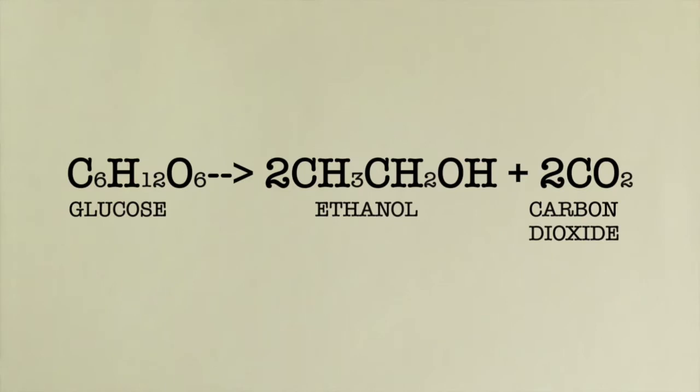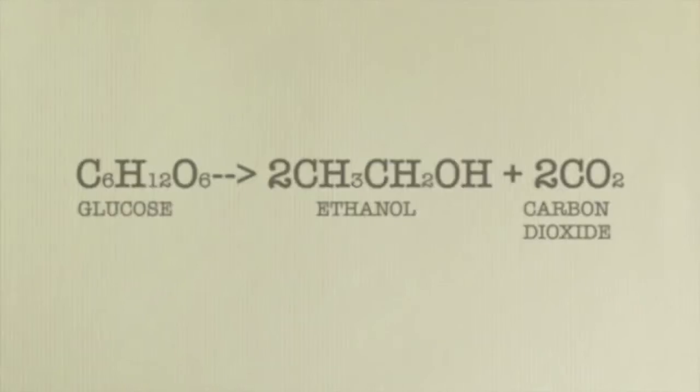Alcohol fermentation is defined as a series of chemical reactions that convert sugar molecules such as glucose to ethanol and carbon dioxide. The formula for beer is C6H12O6. That's converted into ethanol, which is 2CH3CH2OH, plus carbon dioxide. To make beer, we need 4 ingredients. We need malted grains, hops, yeast, and water.